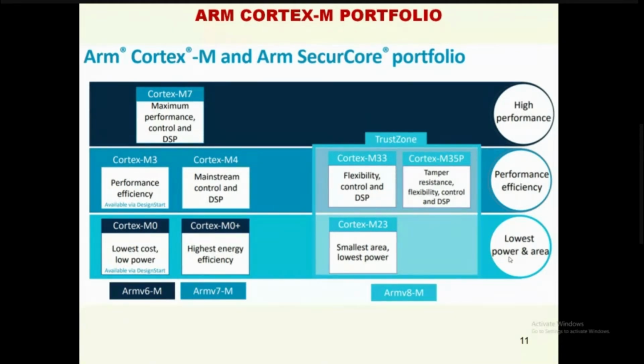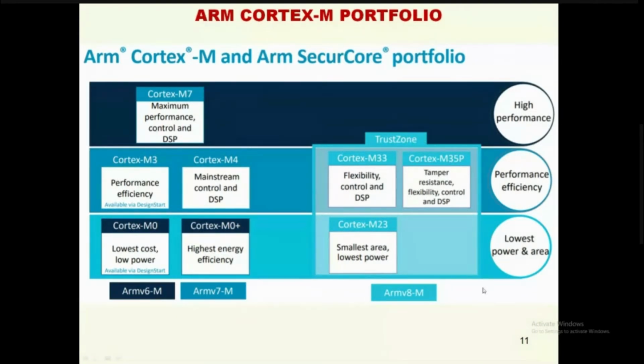So a smartwatch might be using Cortex-M23 kind of applications. If performance efficiency is demanded, then Cortex-M3 and Cortex-M4, mainstream control and DSP, where ARM version 7-M is being used, and Cortex-M33 and Cortex-M35, where there is flexible control and DSP, and tamper resistance and flexibility. DSP is digital signal processing, and TrustZone is the security.